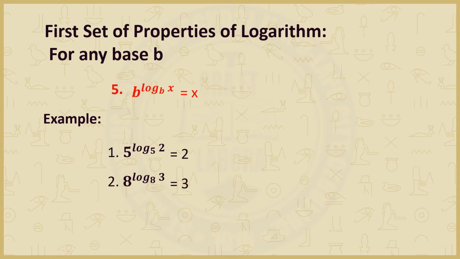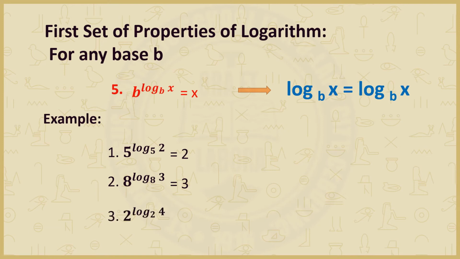Now, what do you think is the reason for this pattern? It is because when you transform this property to its exponential form, it will become the logarithm of x to the base b equals the logarithm of x to the base b.